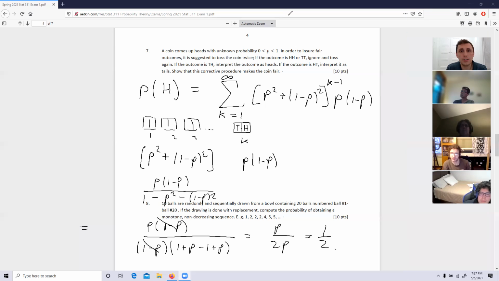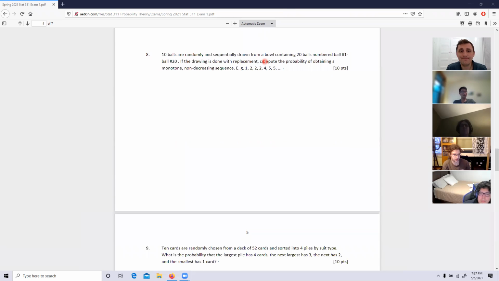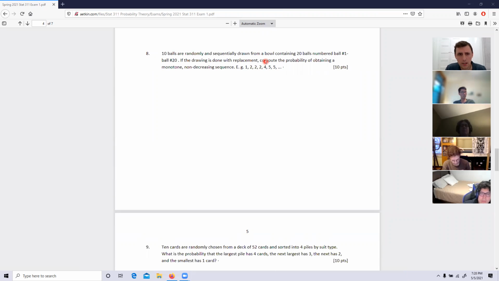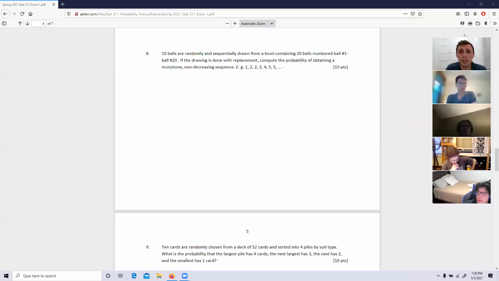All right, I'm clearing this. Now we go to problem number 8. 10 balls are randomly and sequentially drawn from a ball containing 20 balls numbered 1 through 20. If the drawing is done with replacement, compute the probability of obtaining a monotone, non-decreasing sequence. You understand? I take the balls and then I put them back, and I do that until I have gathered 10 balls.